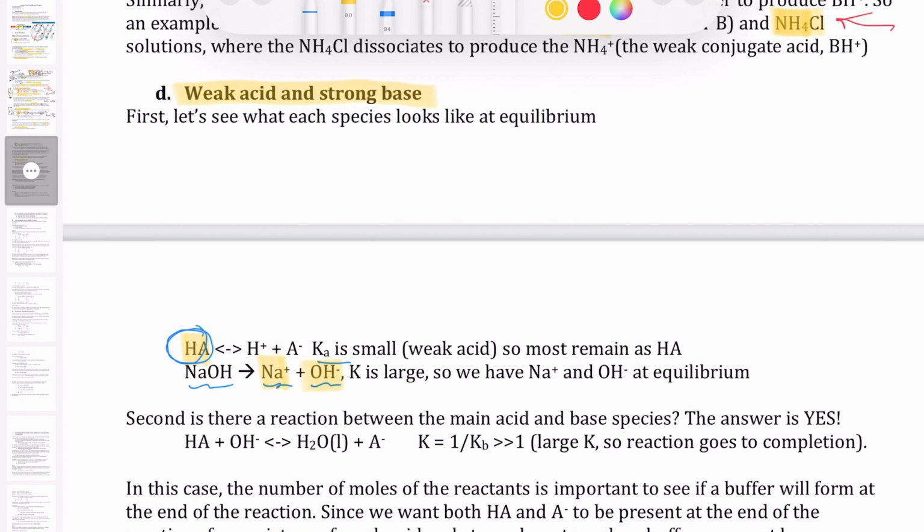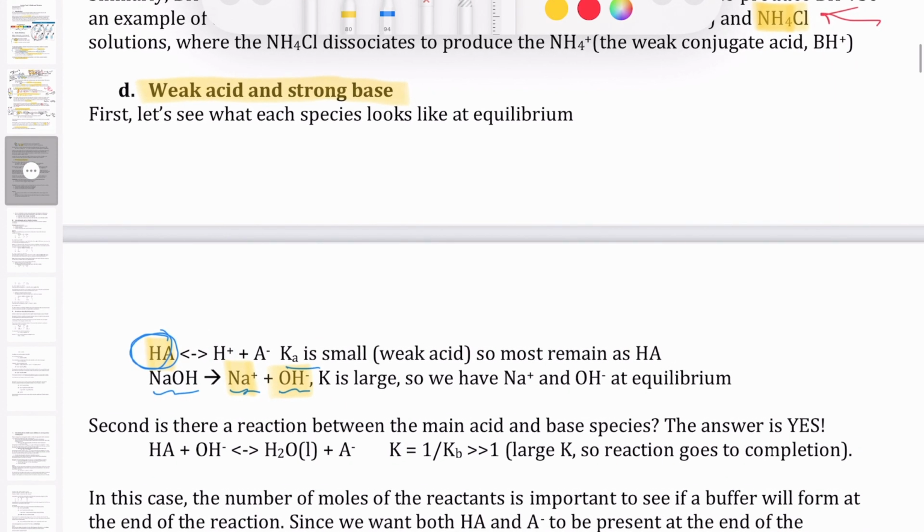Now remember our second question that we have to ask, if we have these three species, is there any two of them that will react to a significant extent? And again, that means, is there any of these that would react with a large K value? So there's some combination, there's HA, Na plus, and OH minus. So we just have to ask ourselves, which two of these three things are going to react with each other?